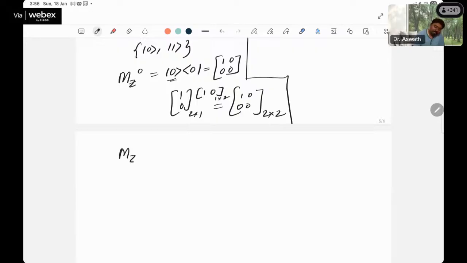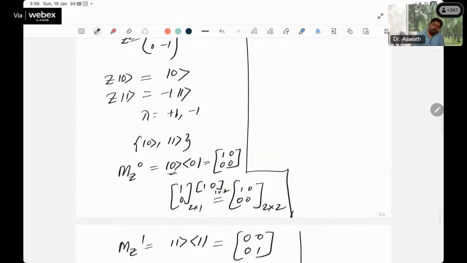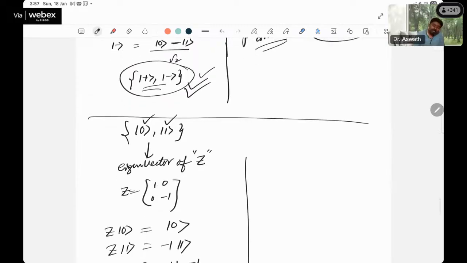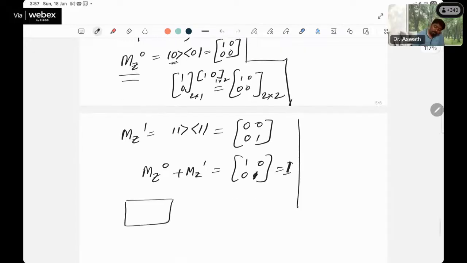Similarly, what is MZ1, which is the outer product of 1 with 1? It is going to be [0 0; 0 1]. Right? If you add both of them, interestingly, it is going to give you the identity matrix. So it is called the completeness relation. So you see, the measurement tools for me to find whether a given state exists in 0 or 1, I construct using the same basis elements, called measurement tools MZ0, MZ1. In a circuit it will be represented with a meter symbol.